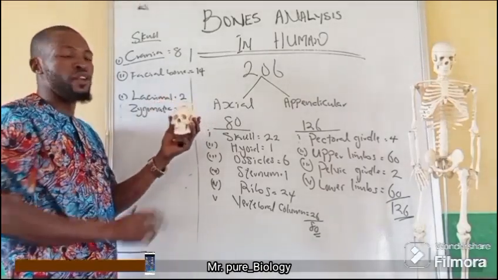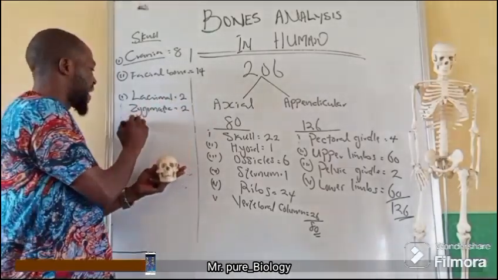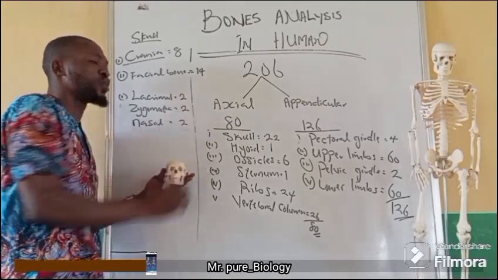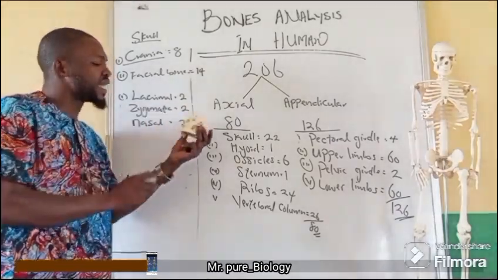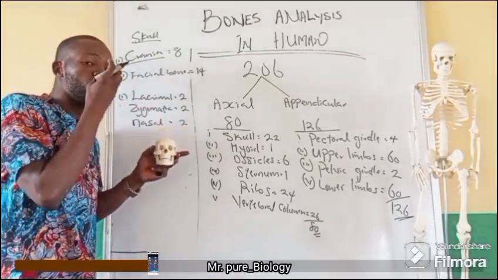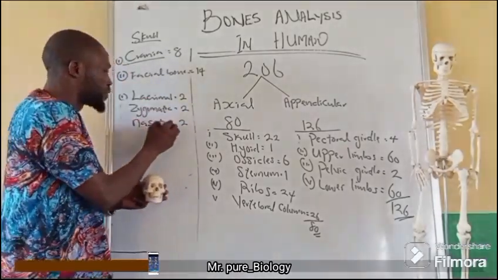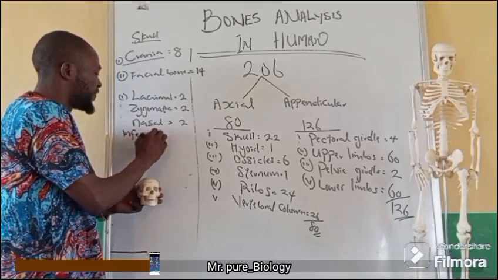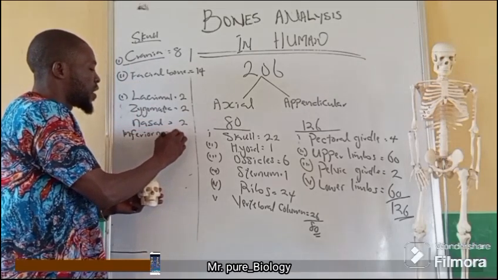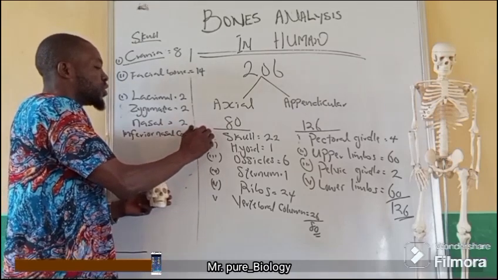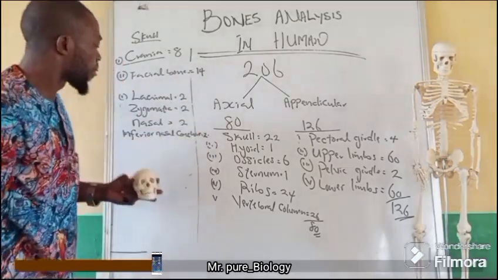Then the bone that forms our nose is what we call the nasa. Nasa is also 2. Now inside the nasa, there are 2 flap-like bones that allow us to produce sound. This bone is what we call inferior nasa conchae. And the inferior nasa conchae are also 2.